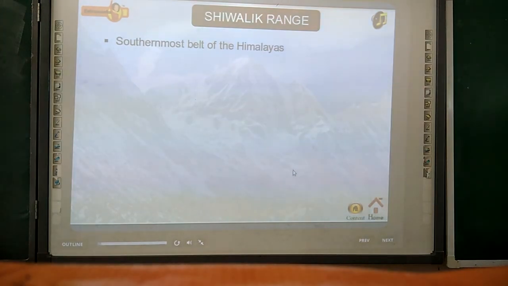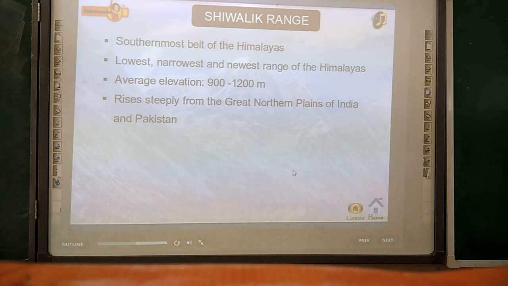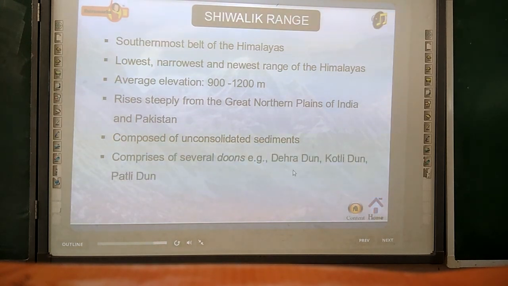The Shivalik or the outer Himalayas are the southernmost edge of the Himalayas. It is the lowest, narrowest, and the youngest range of the Himalayas. Its elevation ranges from 900 to 1200 meters. It rises steeply from the great northern plains of India and Pakistan and is composed of unconsolidated sediments. It comprises of several duns like Dehradun, Kotli Dun, Patli Dun, etc., and is considered to be the storehouse of timber. Let us know about the regional division of the Himalayas through a video on the next slide.